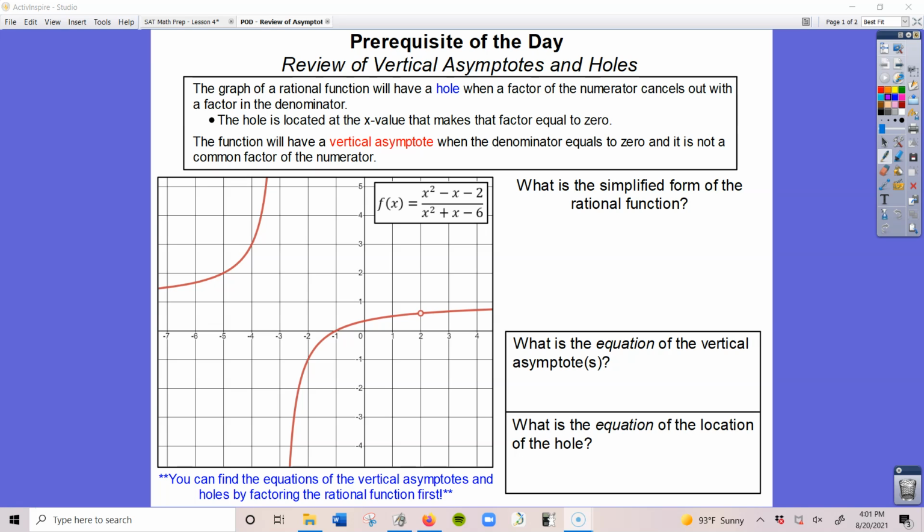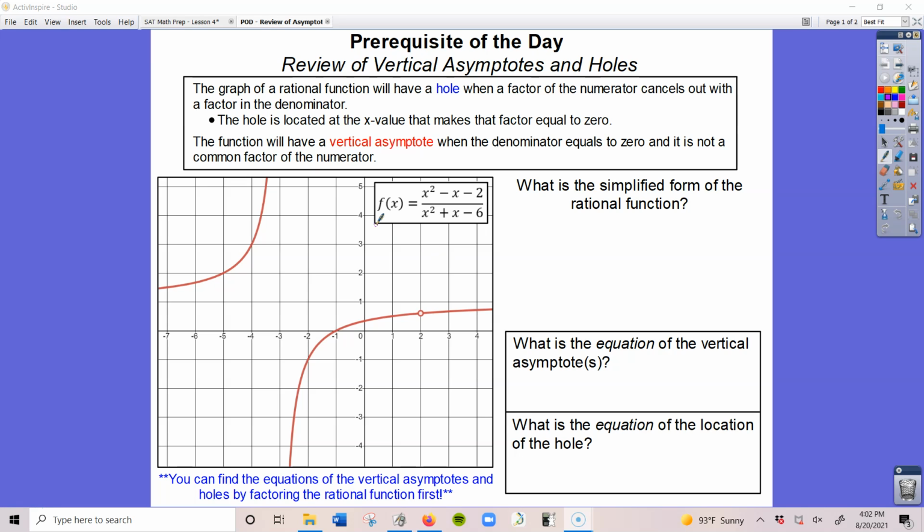When you factor out your rational function, because that's how we start, we would start off by factoring. If a factor from the numerator cancels out with a factor of the denominator, that means that we're going to have a hole where that particular factor equals 0, and we would solve for x. That would be the hole. Now we would have a vertical asymptote whenever the denominator equals 0 and it is not a common factor of the numerator. So let's go ahead and work through this process.